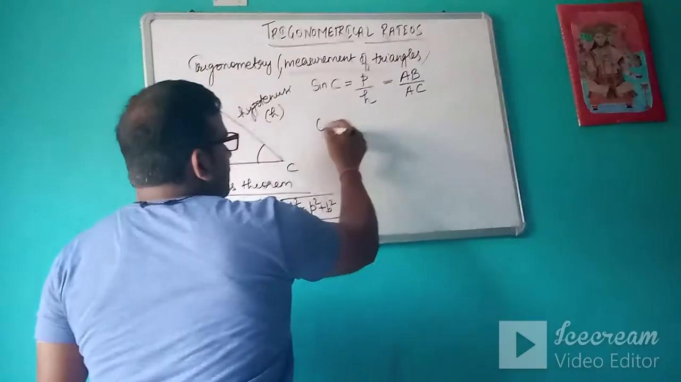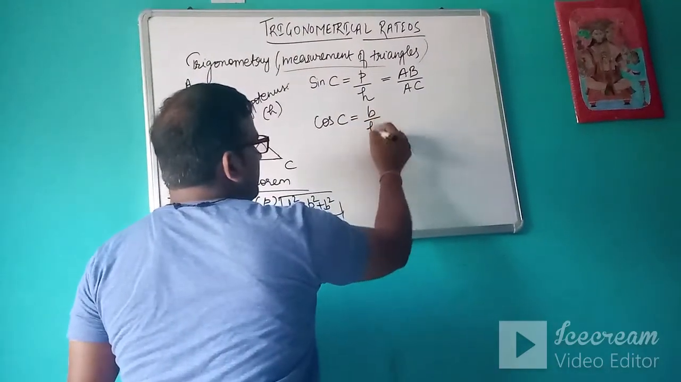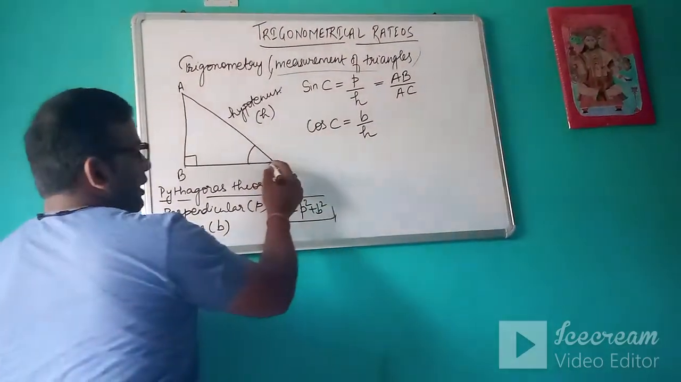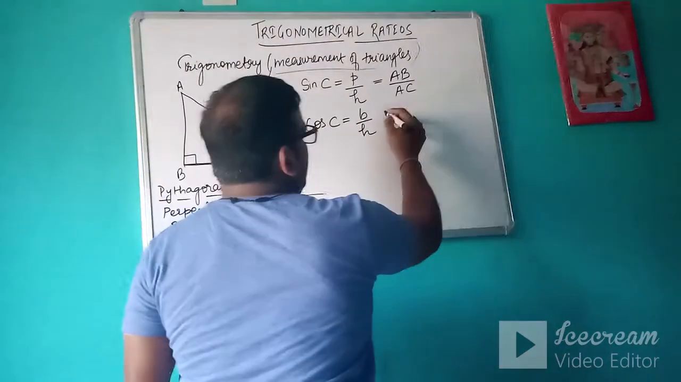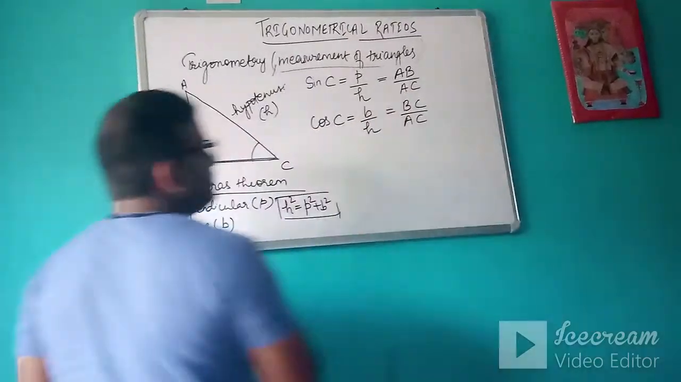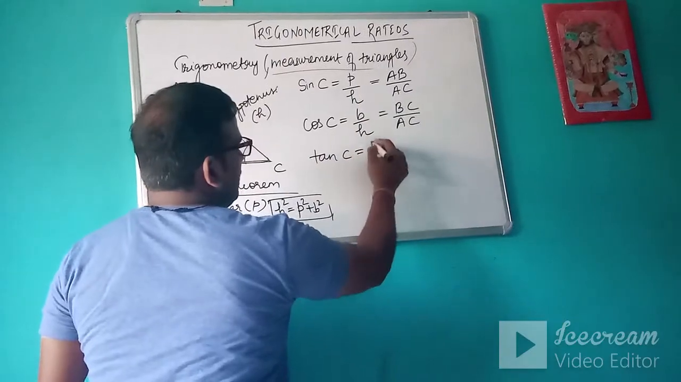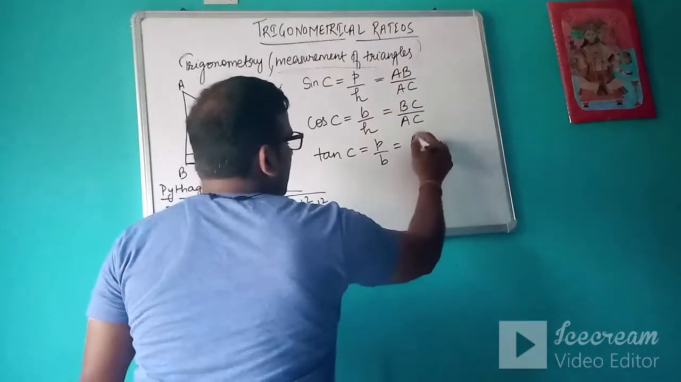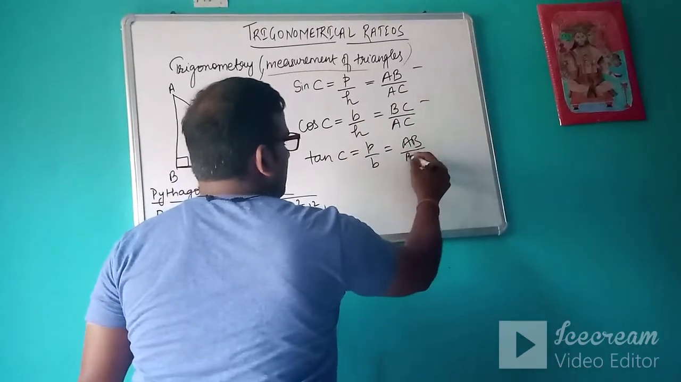Similarly, if I write cos of C, now I will write it as B upon H. B, I already told you, is the base. Now for this particular angle C, this will be the base, so I will write it as BC, and H will remain fixed. Similarly, if you write tan in this triangle, it is P upon B. So what was your P? AB. This was your P, and what was your B? BC. AB upon BC.